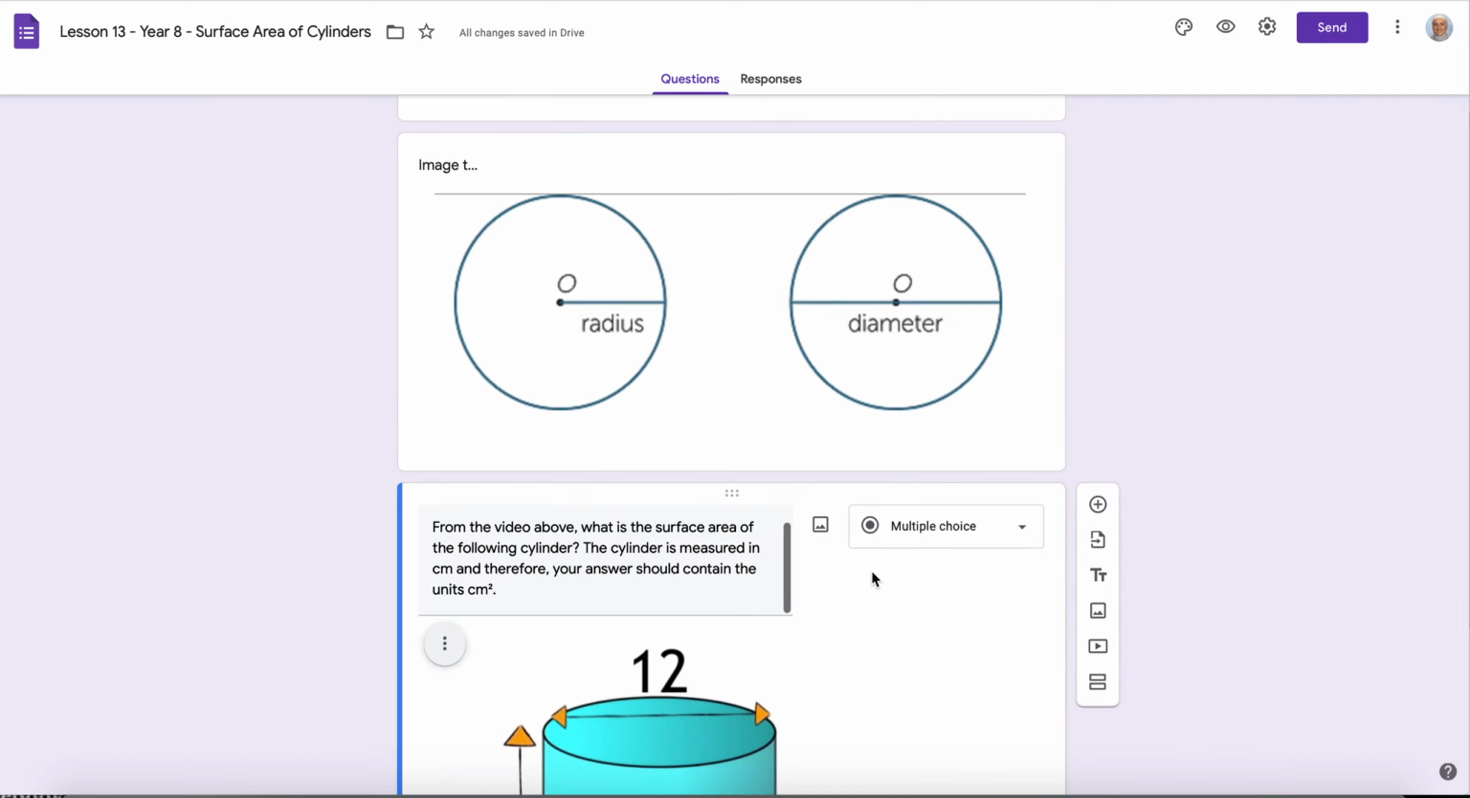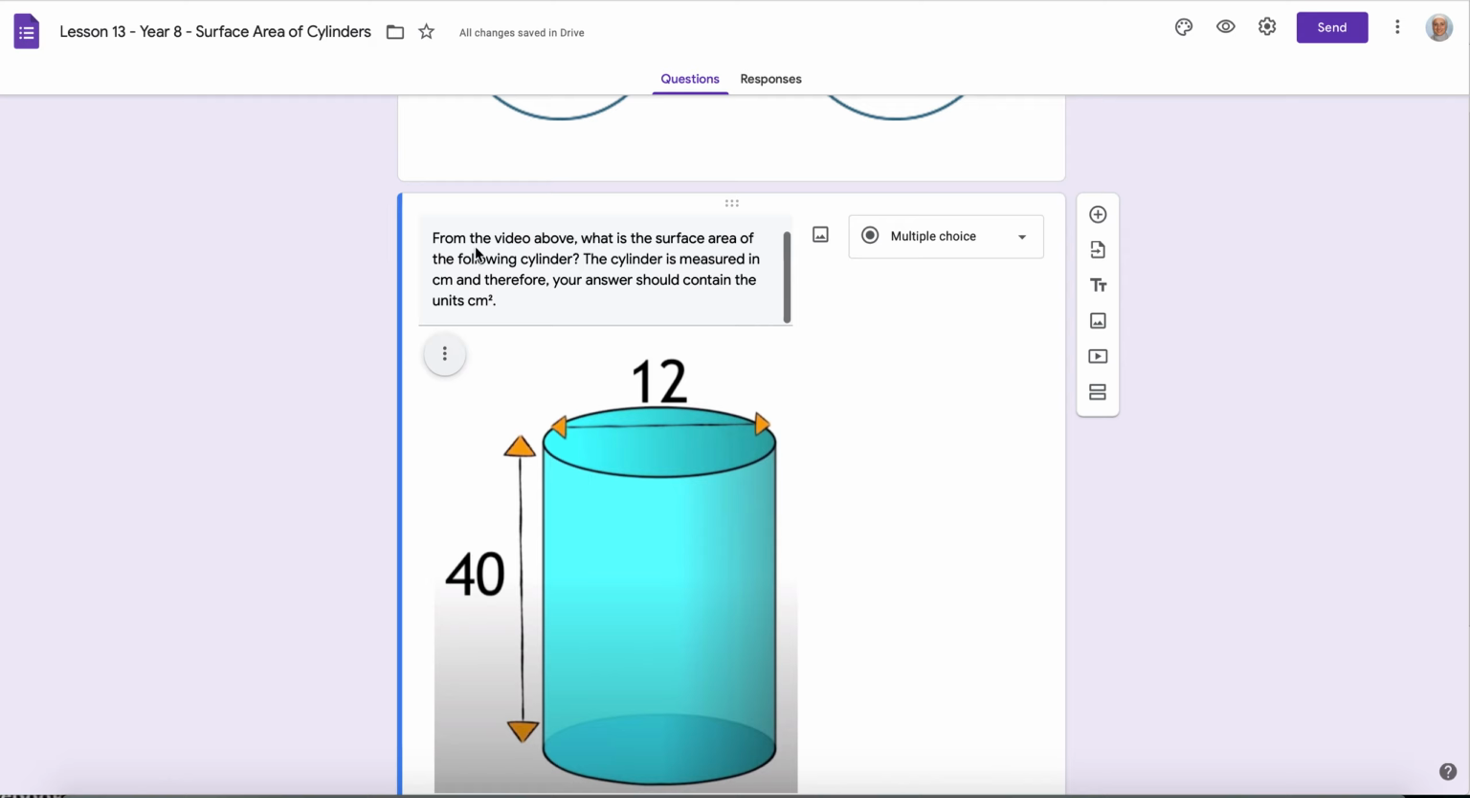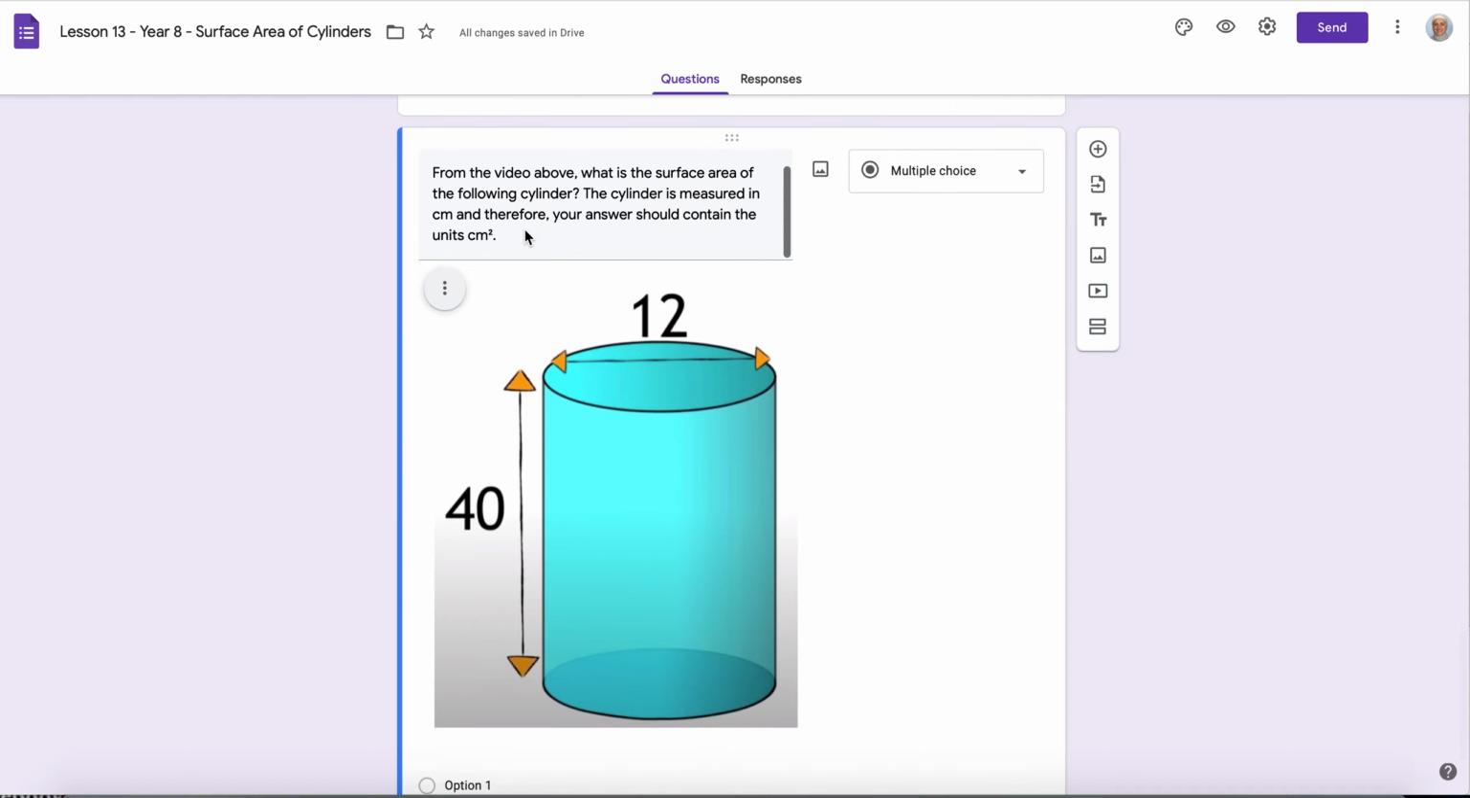So I'm going to show you this example here. It says, from the video above, what is the surface area of the following cylinder? The cylinder is measured in centimeters, and therefore your answer should contain the unit centimeters squared. Now, a lot of you have been putting the correct units, but forgetting to put this little 2. We use it for any shape where we're calculating the surface area or the area. Anytime there's area involved, you need this little 2 at the end.